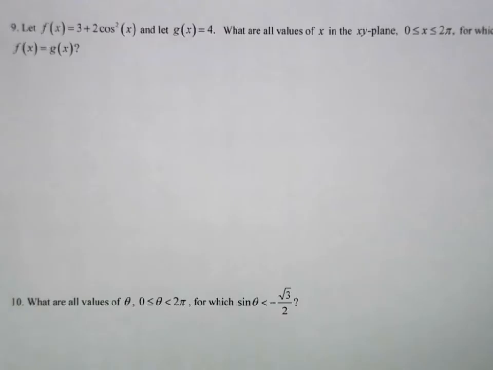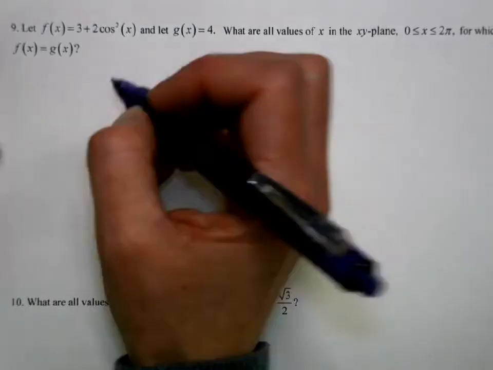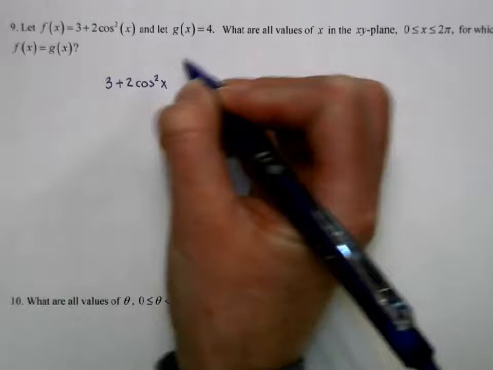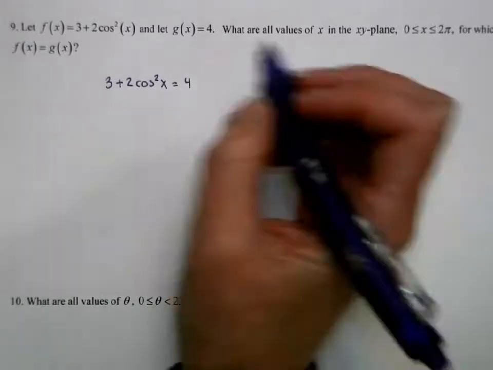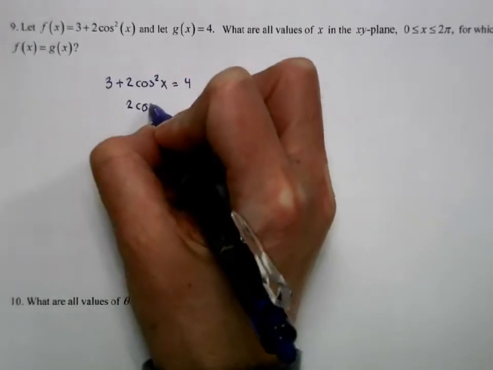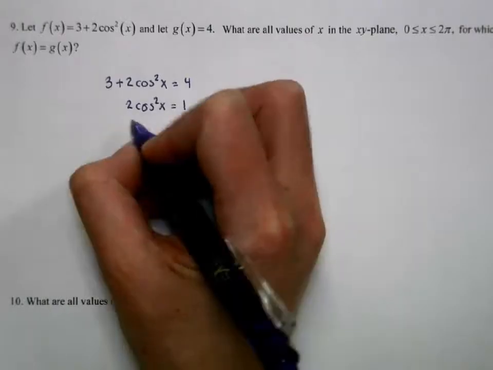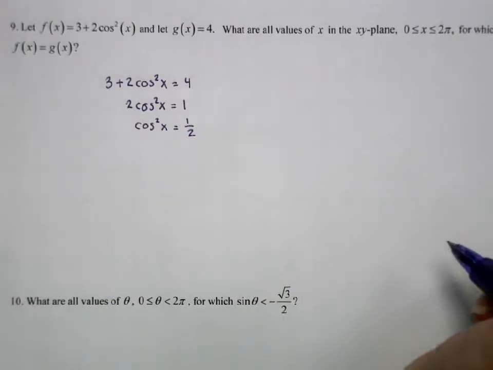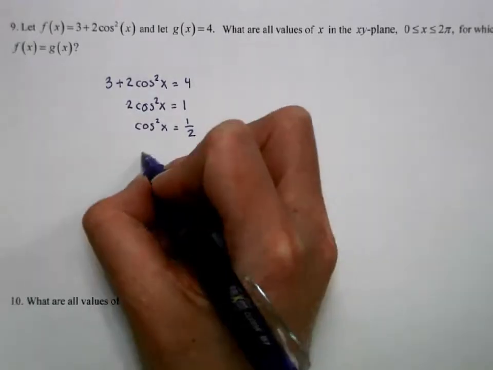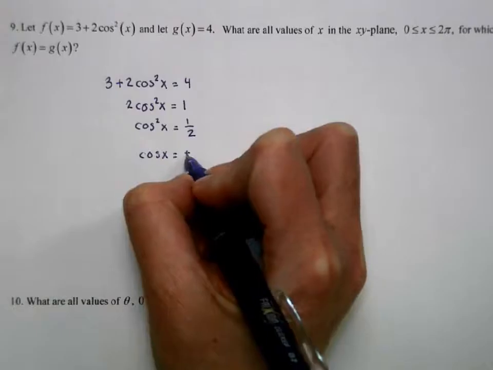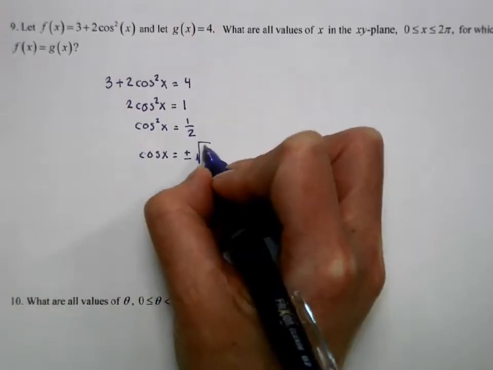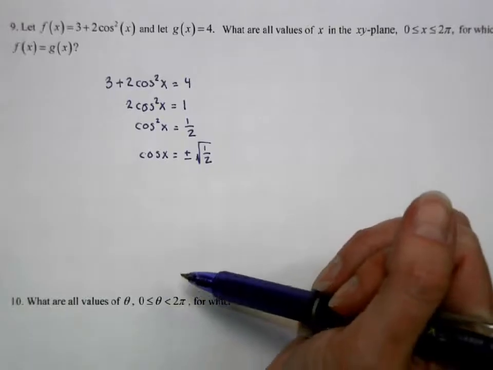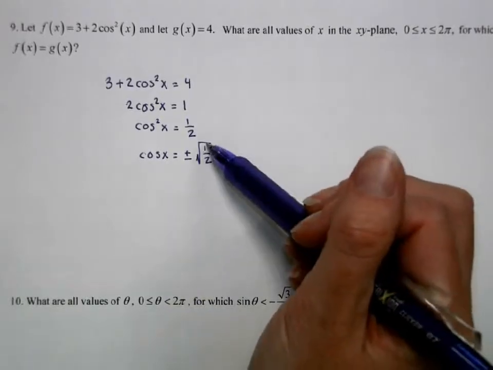Next, I've got 3 plus 2 cosine squared x is equal to 4. I'm going to subtract the 3 and divide by 2. Now we're going to take the square root. When you take the square root, it's important to remember that we want both plus or minus. Because if I square a positive 1/2, we'll get a positive value. But if it's a negative and I square it, we still get a positive number.